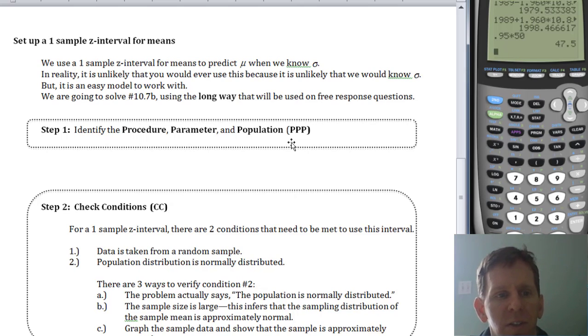in introductory statistics. So the problem we're going to solve is problem 10.7b. You'll find this on page 549 in your book. And you'll notice on your homework calendar there are some problems where it says you're going to be solving problems the long way, and this is going to be such a problem. So let me introduce you to this problem.